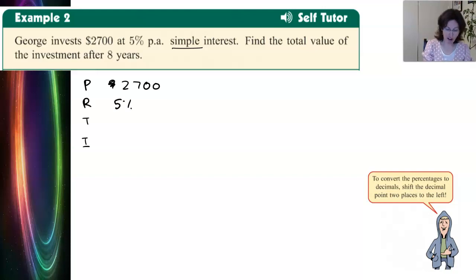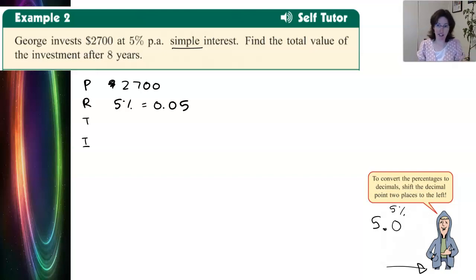You might like to write 5% and then convert it to a decimal. We've got a little hint down here to convert the percentages to decimals: shift the decimal point 2 places to the left. Hopefully you remember that 5%, you can't see the decimal, but there's a decimal to the right of every whole number, so it's 5.0 if you like. And then we're shifting that 2 places to the left, 1, 2, and then you fill in the gaps. Quick refresher there. 8, that's the years, T for time, and interest is the thing that we're solving for.